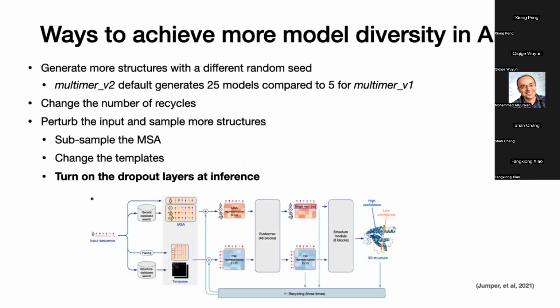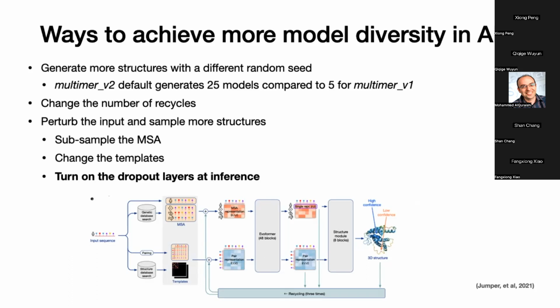So one way to achieve more sampling is to generate models with different random seeds, of course. That's what they do already now. They have different models, they generate different models. And already in Multimer version 2, they have also changed it so you generate 25 models by default. You can also change the number of recycles. You may not get model diversity out, but at least it samples more models.